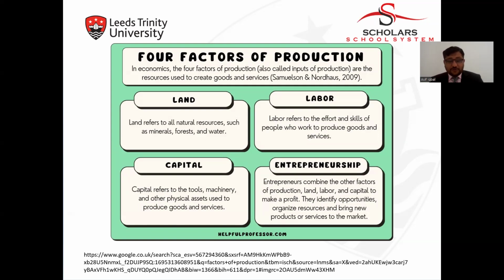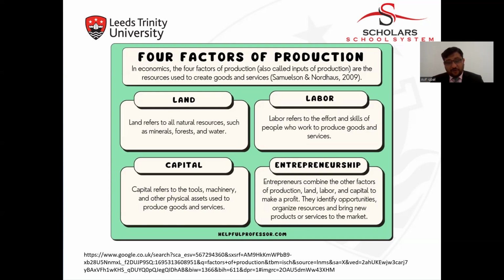Capital refers to the tools, machinery, and other physical assets used to produce goods and services, which is one of the important ones as well. Machinery is required, physical assets are required, all these are required to produce any type of goods and services. The last one is entrepreneurship.